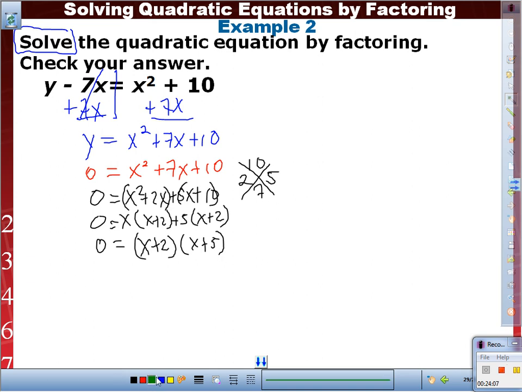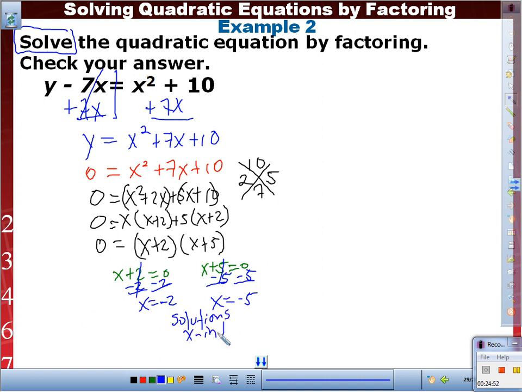Step 4. What do we do from there? The zero product property, yeah, that is correct. X plus 2 equals 0. X plus 5 equals 0. So step 1, 2, 3, 4. Step 5, everyone. Solve for x: minus 2, minus 2. X equals negative 2. Minus 5, minus 5. X equals negative 5. These are my solutions.